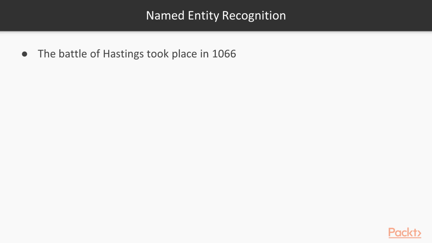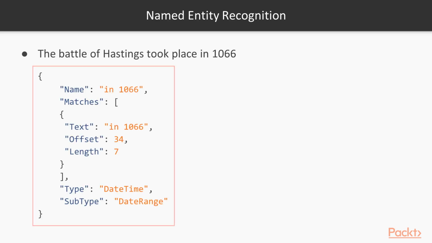Named entity recognition helps identify different entities in the text and categorize them. This can help identify quantities, dates, URLs, email addresses, and much more. For example, the text "The Battle of Hastings took place in 1066" would identify, amongst other things, the date 1066 as a date time. So what did we learn?